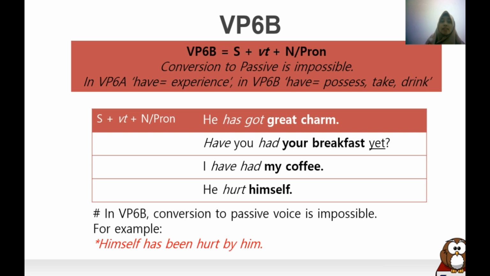Okay, let's check the note here. In VP6B, conversion to passive voice is impossible, meaning that you cannot change the active sentence into the passive sentence. For example, he hurt himself is the active sentence. You cannot change it into himself has been hurt by him. Okay, so this kind of construction is unacceptable. So you know the difference, right? Okay.